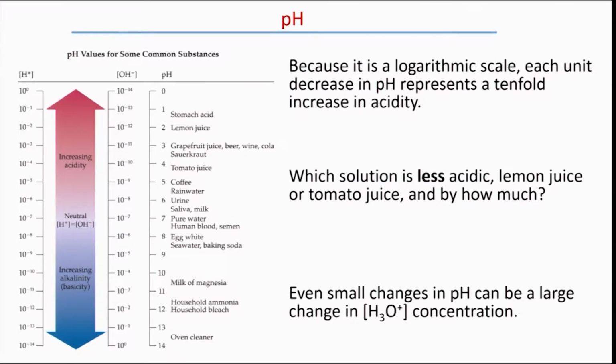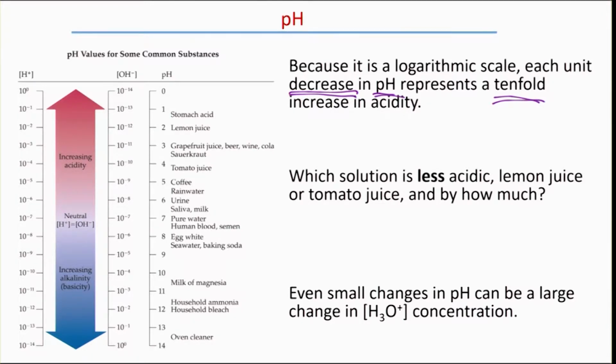So putting this together, I have some common substances listed here on where they are on this pH scale. And the key thing is that the concentration of hydronium and hydroxide can be very spread out, and pH is not as much. That's because each change in pH, so a decrease in pH, if the pH is going down, that means you're becoming more acidic. A decrease of 1 pH unit represents a 10-fold increase in the concentration of the hydronium ion.